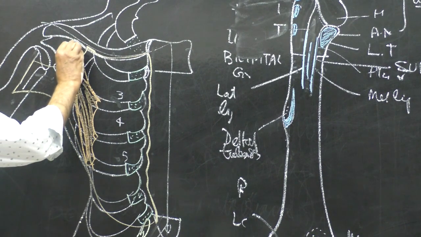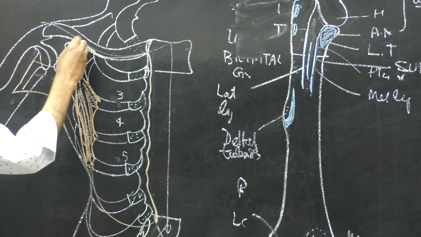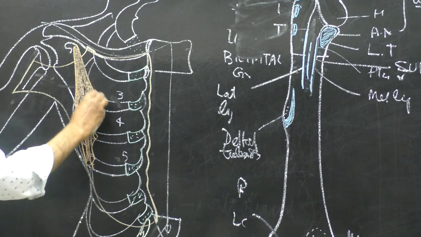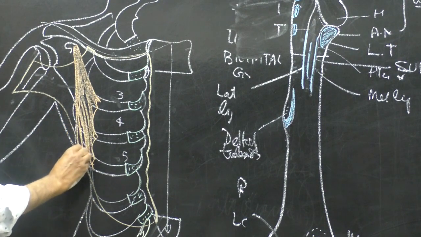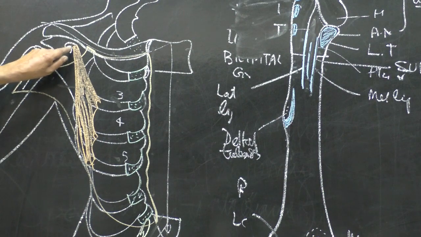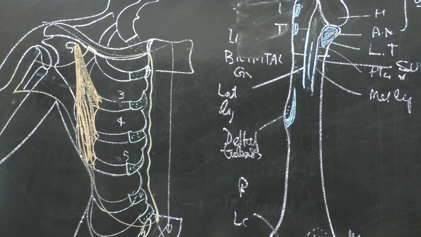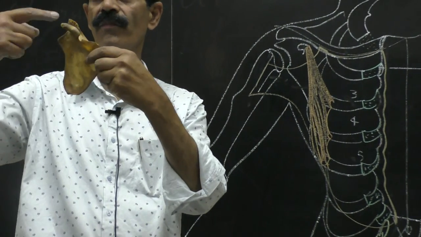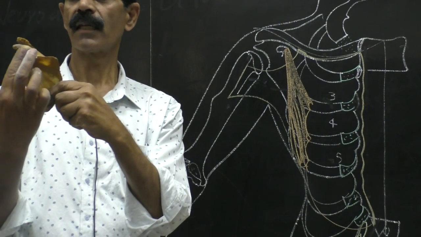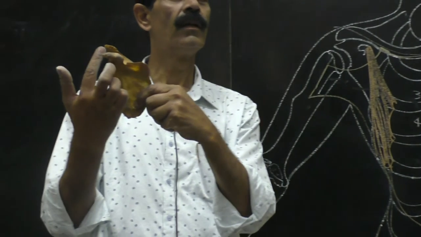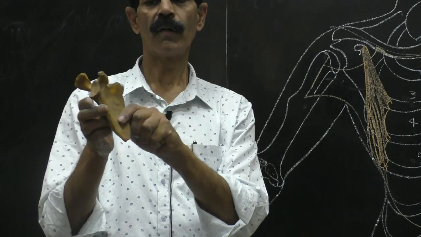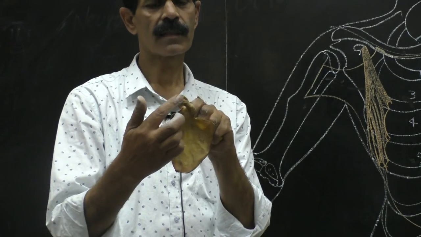and it is inserted on the coracoid process, which is a comma-shaped, hook-shaped structure on the anterior aspect of the scapula. This is the coracoid process. It is a parrot beak-like projection, like a hook. From the subscapular fossa, this raised area is called the coracoid process.